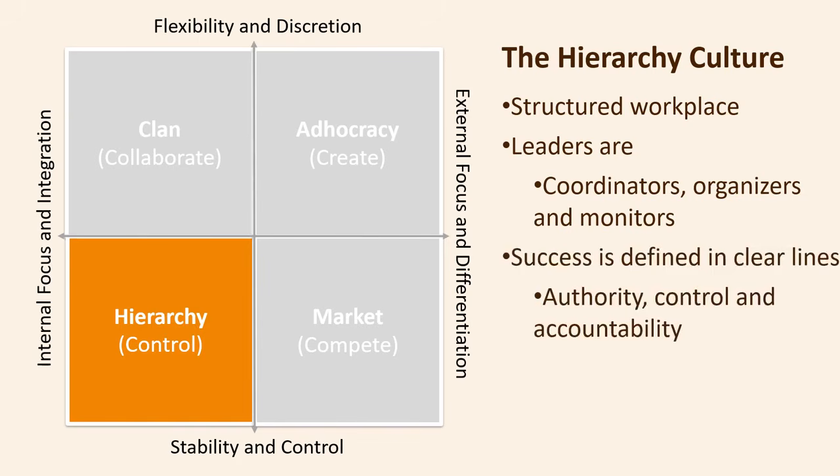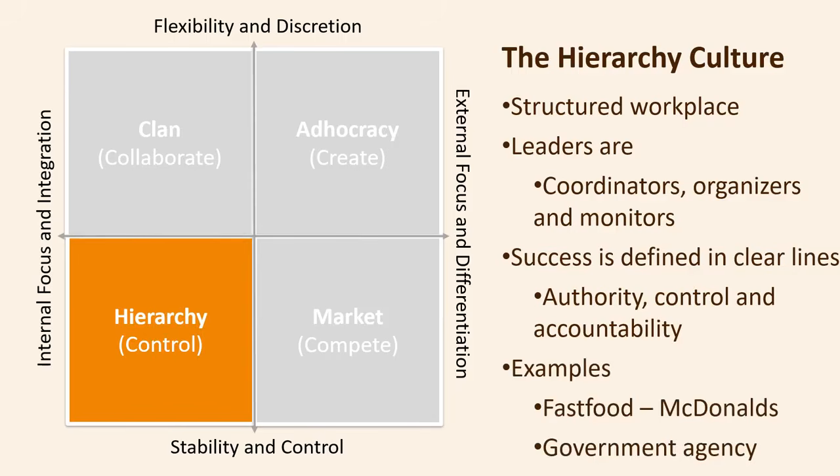Success is defined in clear lines of decision-making authority, control functions, and accountability mechanisms. Examples of organizations are fast food restaurants such as McDonald's, or a government agency that is responsible for controls in airports. In both organizations, there are strict guidelines for every small detail.